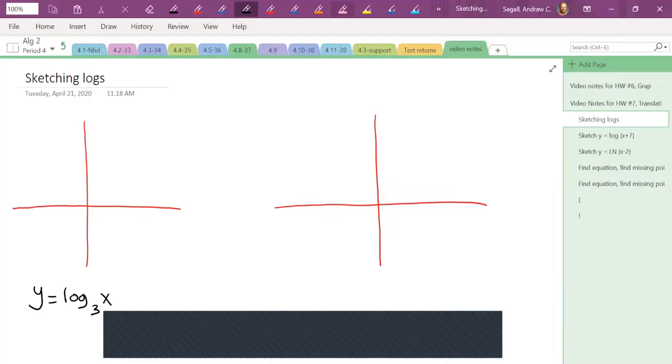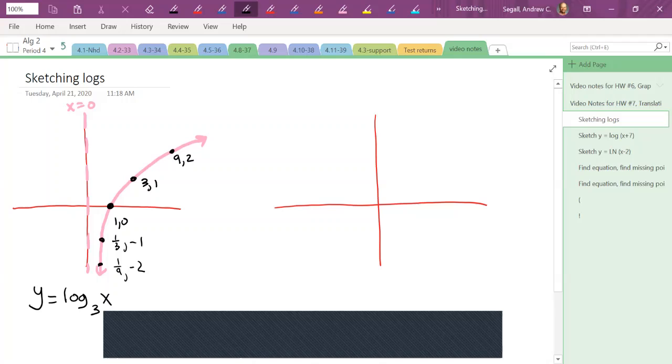So I know that because this is a logarithm, there will be a vertical asymptote at x equals 0. I know that the basic log shape is going to look like that. And if I start to put some points down, I know that there will be a point at (1, 0). The base is 3, so there will be a point at (3, 1). 3 squared is 9, so there will be a point at (9, 2). And if I wanted to, there will be a point at (1/3, -1), and there would be a point at (1/9, -2). So this is all from the work that we did on Monday.